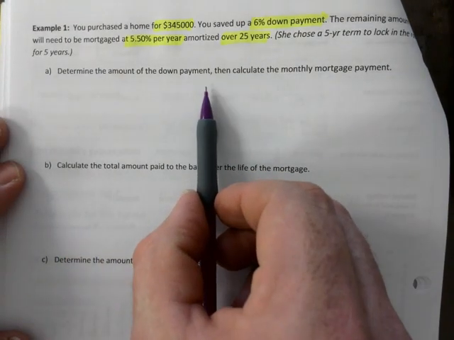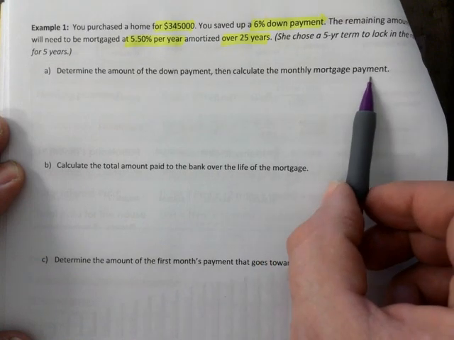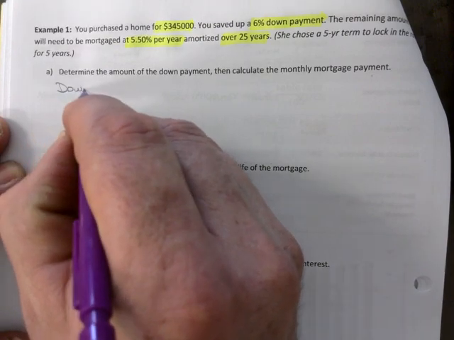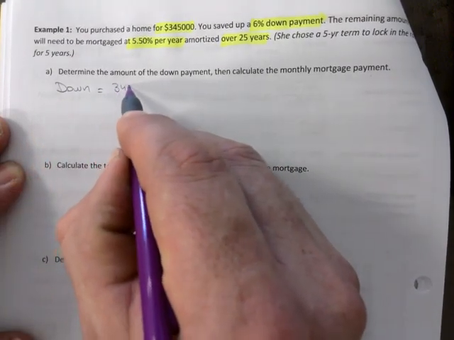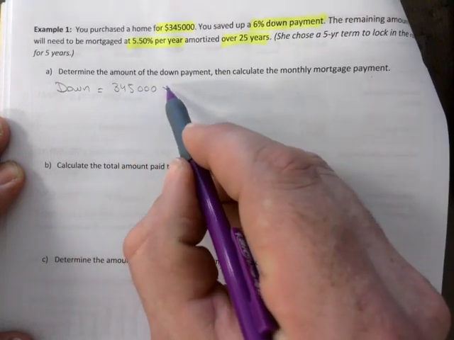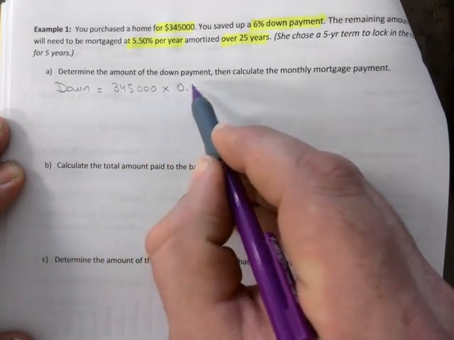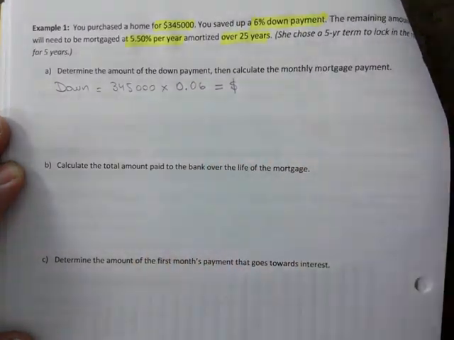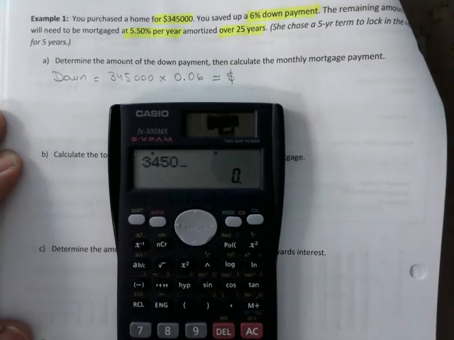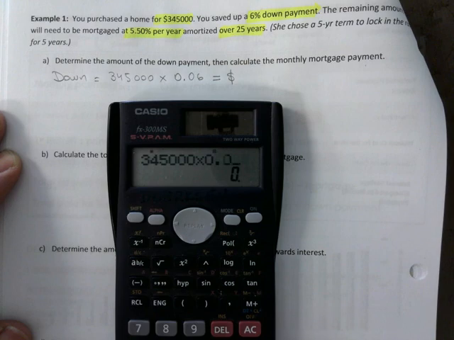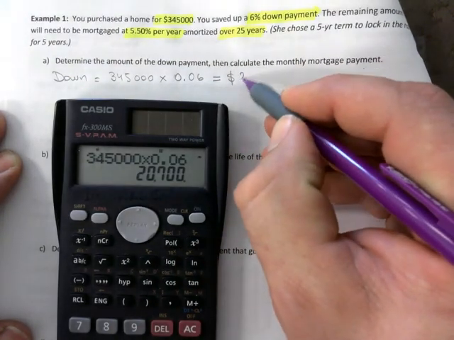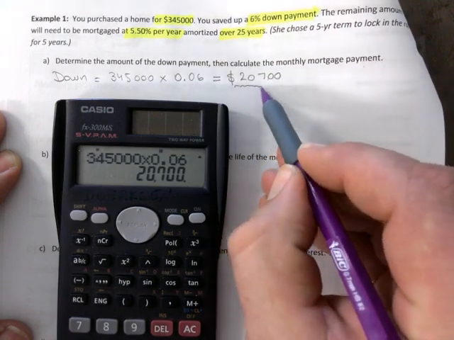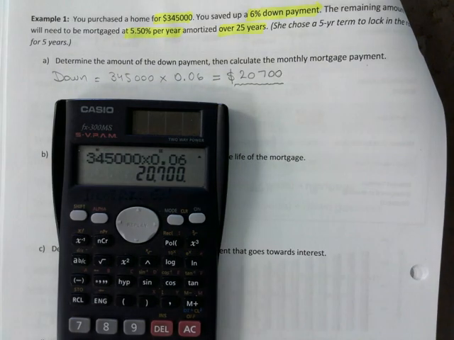Determine the amount of the down payment, then calculate the monthly mortgage payment. You notice that the down payment is not a dollar amount. So let's calculate that first. Down would be $345,000 times 6%. That would be 0.06. Let's figure out what that is. Grab your calculators and follow me, right? You will only learn math by doing math. Okay. 20,700 exactly. So that's not too bad. I'm going to underline that.